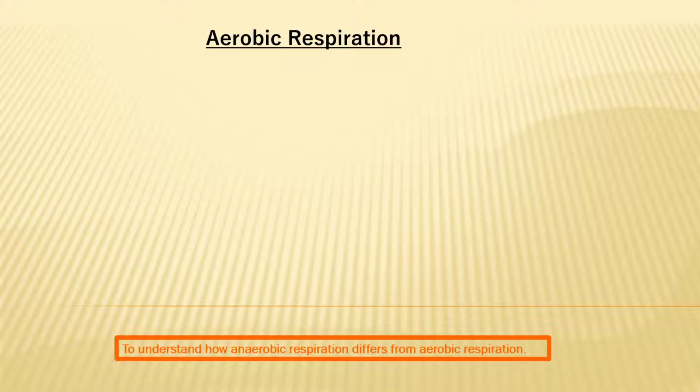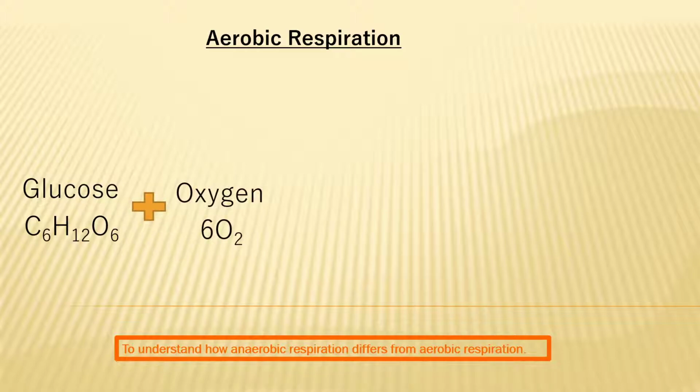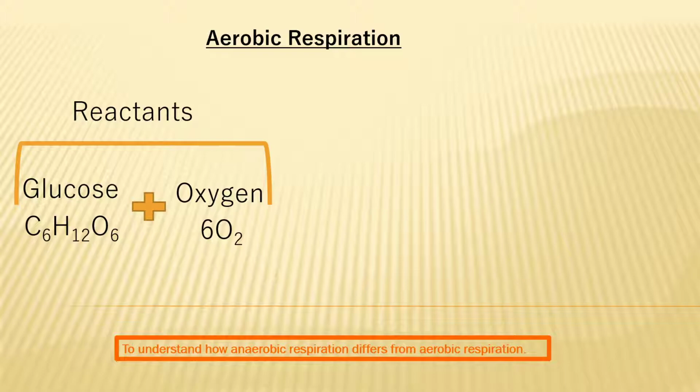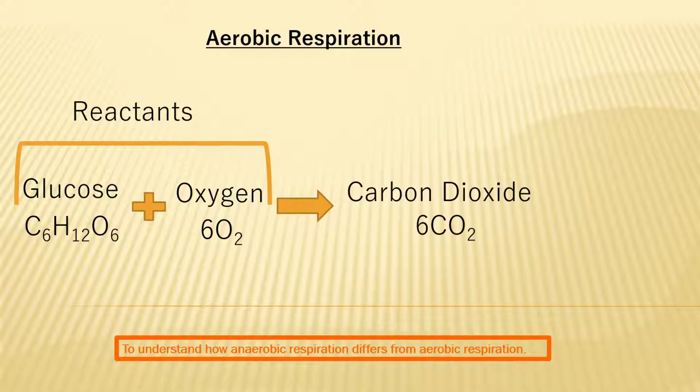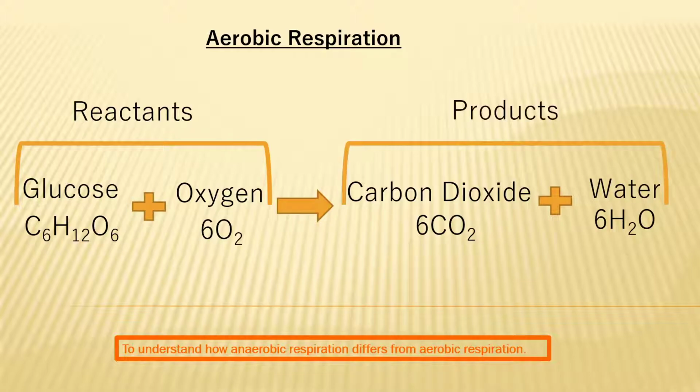When looking at respiration, it's important to know the equations, both word and chemical. Glucose plus oxygen. Now these are our reactants. These are the two substances that will be reacting together. And they will form carbon dioxide and water. These are our products. These are going to be produced from this chemical reaction.